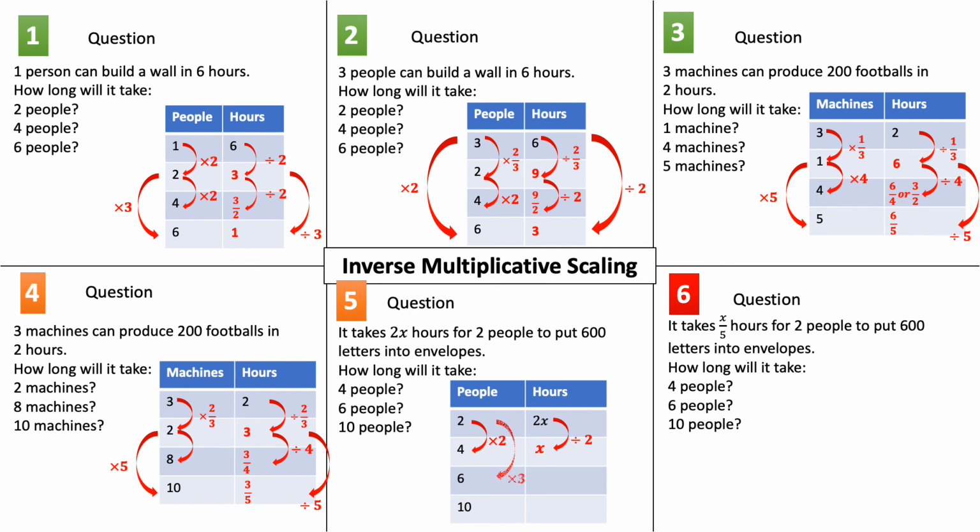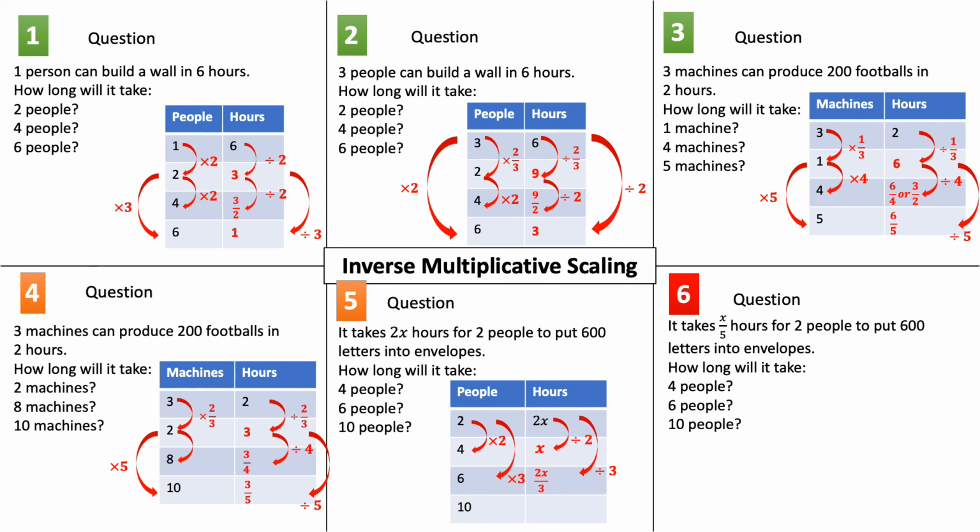Looking at 6 then, I'm going to go back to 2 people here because 2 is also a factor of 6. I just have to multiply it by 3. Therefore, I have to divide 2x by 3 to get 2x over 3 hours. Again, don't be put off by the fractions. A fraction is just a division.